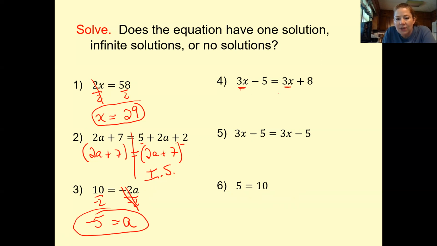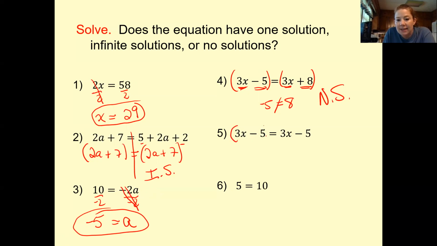All right, number 4, I have x's on both sides. Since those are the same variable, I'm looking at the rest of it. Do these match? Nope. So if I subtracted 3x from both sides, I'd end up with -5 is equal to 8, which is not true. Or hopefully I could just look right here and say that is not true. These variables are the same, but the constants are different. So there's no solution.